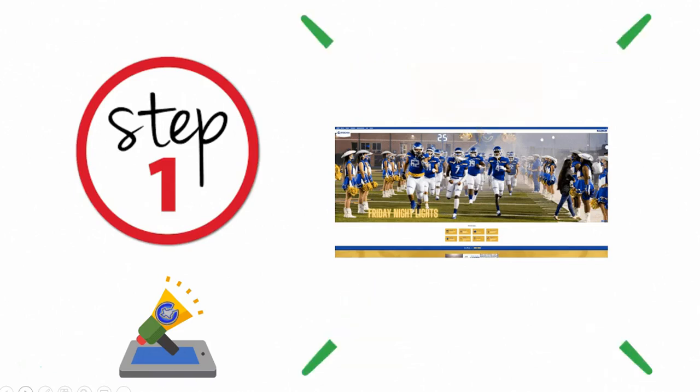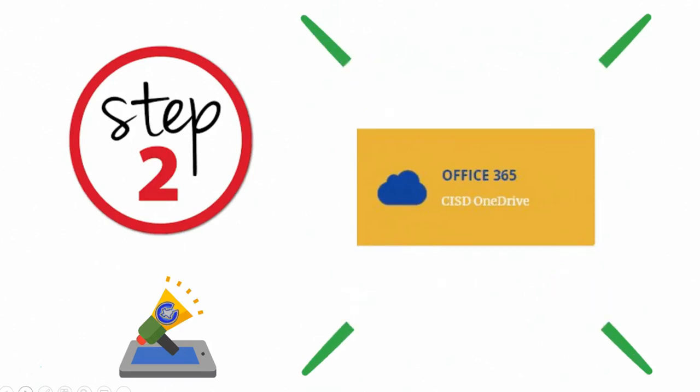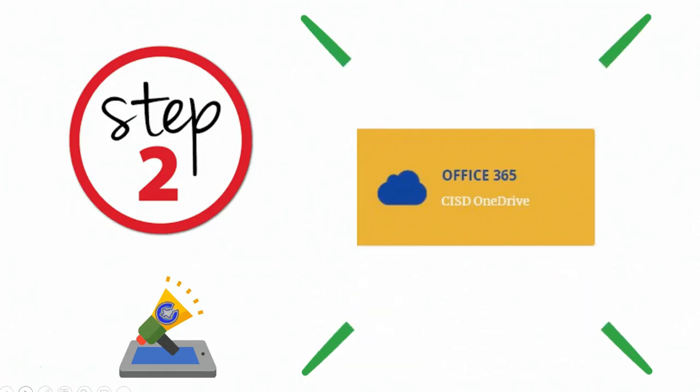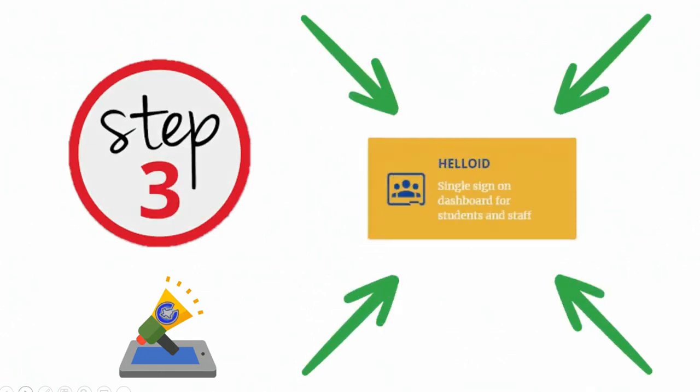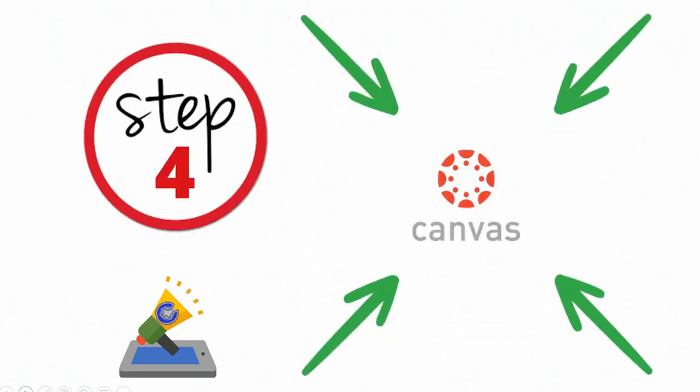You will go into the main school website every day. Then you must log into your Office 365 every day. Once you've logged out of the system, you must log back in. The next, Hello ID, will then take you into your Canvas platform.